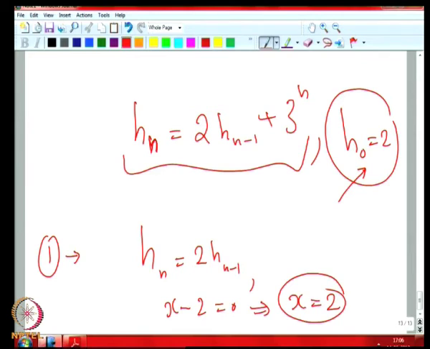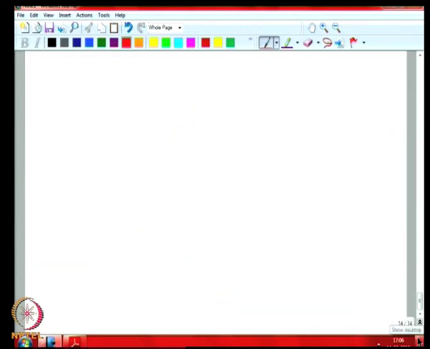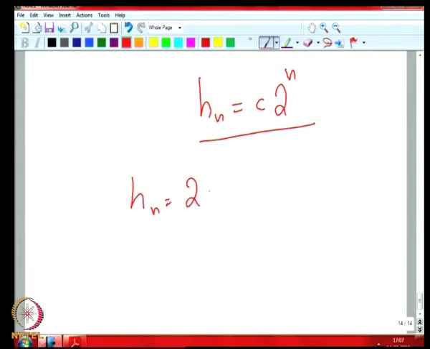Now, if the solution of the characteristic equation is x equal to 2, then we know that the general solution is hn equal to c into 2 raised to n. This is for the homogeneous part. Now we have to find a particular solution for the entire non-homogeneous equation, namely hn equal to 2 into hn minus 1 plus 3 raised to n.